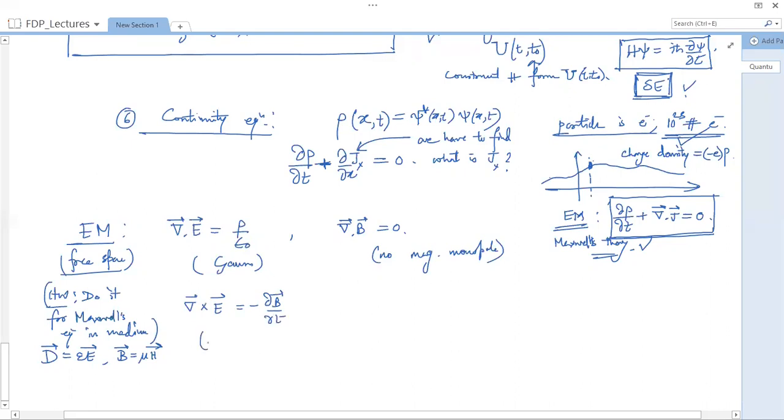This is Faraday, Lange, and others. This is of course Coulomb and others. Similarly here, and the fourth one is del cross B is mu naught J plus mu naught epsilon naught dE by dt.